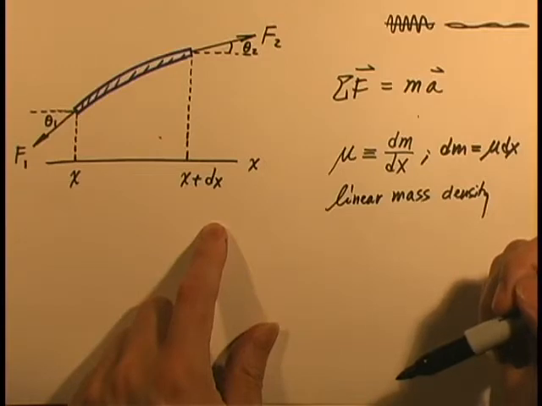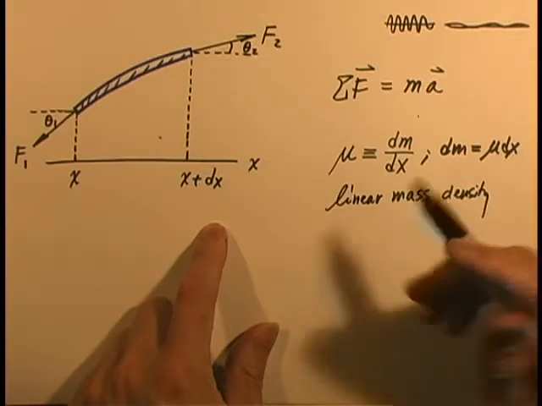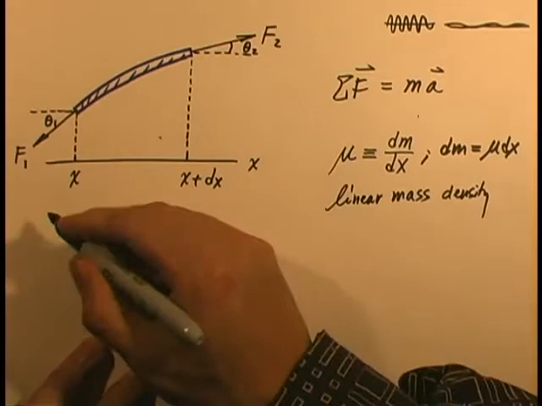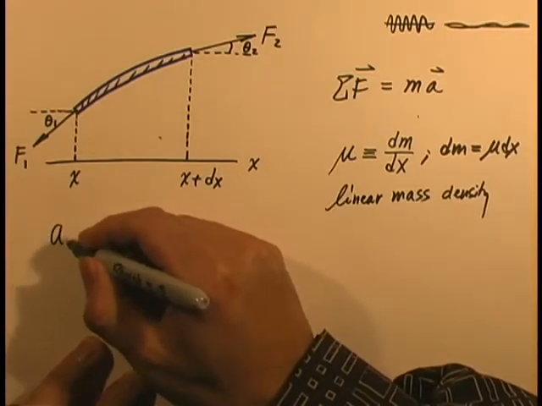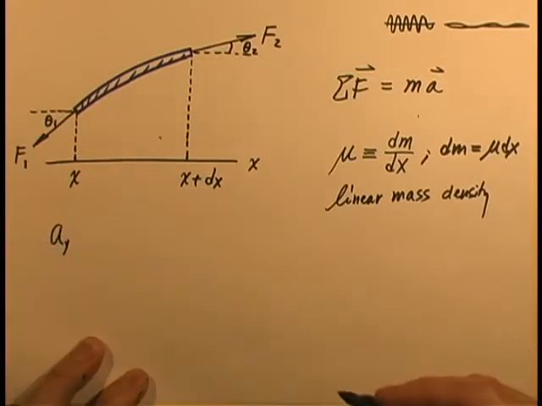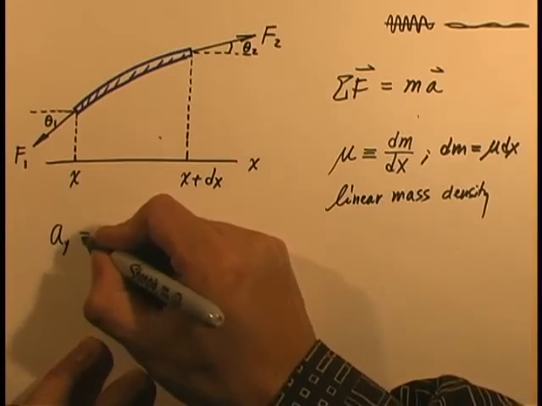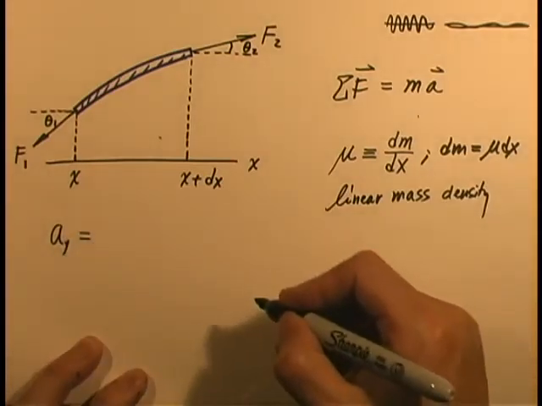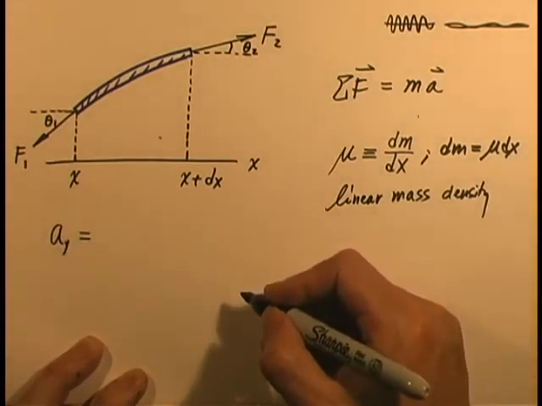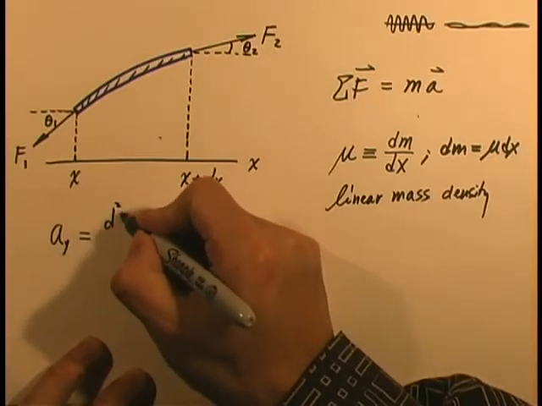And of course, when you look at the acceleration, that would be the second derivative. It's only in the y direction. What's that equal to? That would be the second derivative of y with respect to time. So I can write something like this.